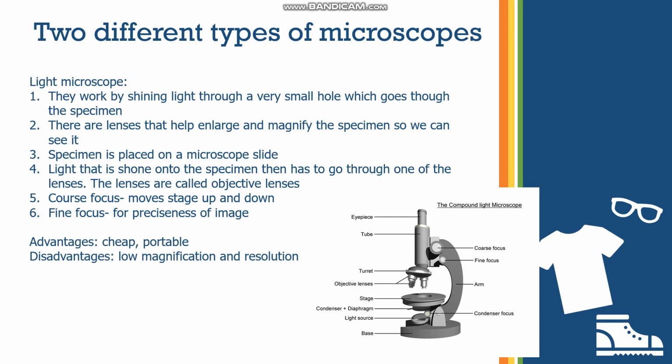Some advantages of having a light microscope is that it's cheap and portable. So mostly all schools have light microscopes for their experiments, and some disadvantages is that it has very low magnification and resolution, so we can't clearly see the image formed. So it's not very good for universities and scientific experiments.